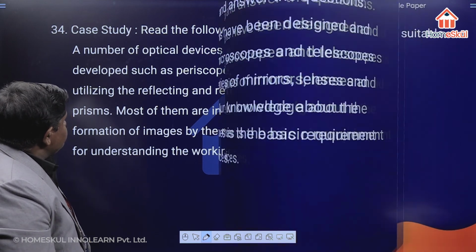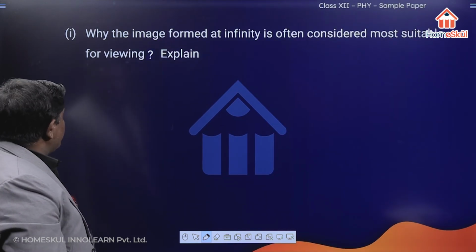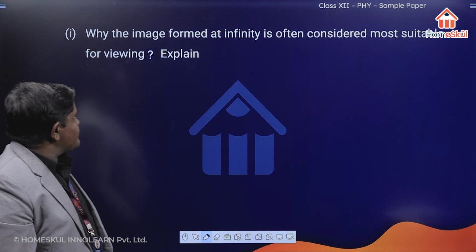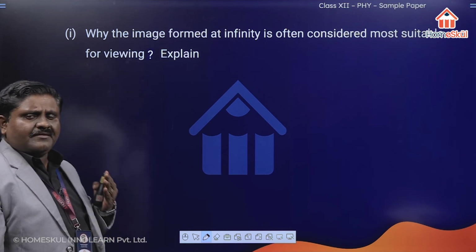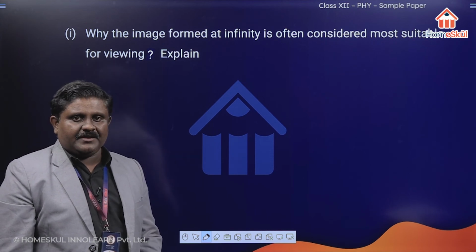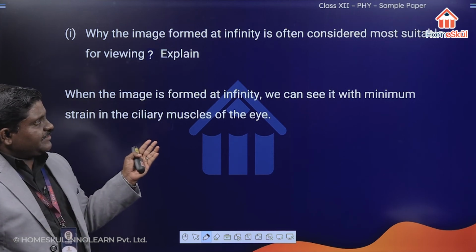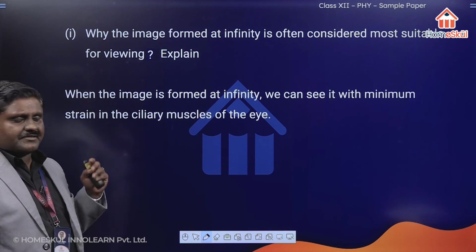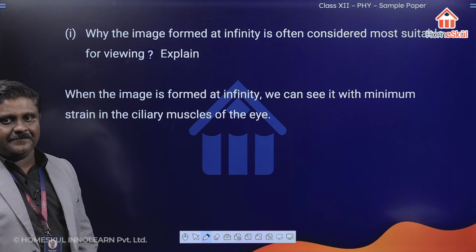Then based on that passage, the first question is why the image formed at infinity is often considered most suitable for viewing. Explain. Then it reduces the strain of our ciliary muscles. It's a very easy question, right? See, when the image is formed at infinity, we can see it with minimum strain, that means without strain in the ciliary muscles of the eye.